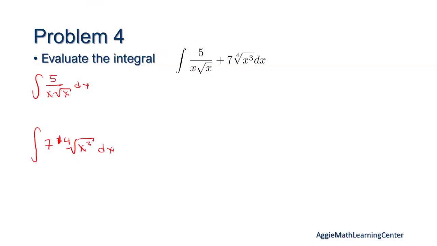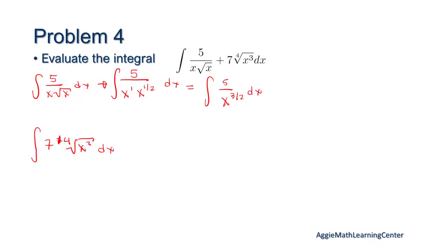Okay, so let's do this first one. First, I want to get all of those weird powers in the denominator together. So I have x to the power of 1, and I also have x to the power of 1/2 on the bottom. Since those are multiplied by each other, I can just add the powers. So now I have 5 over, and then 1 plus 1/2, 3/2, x to the 3/2 dx.